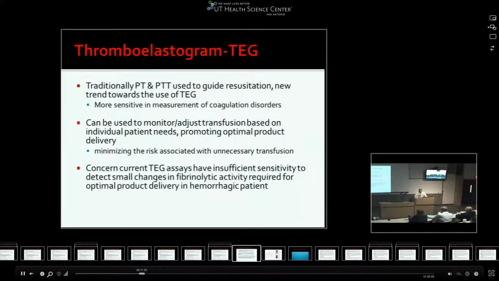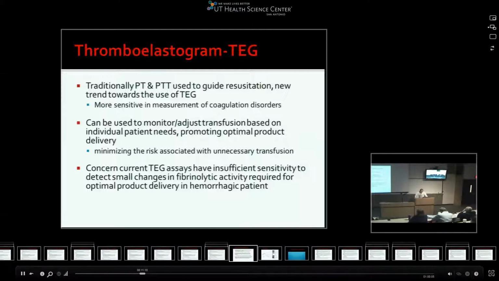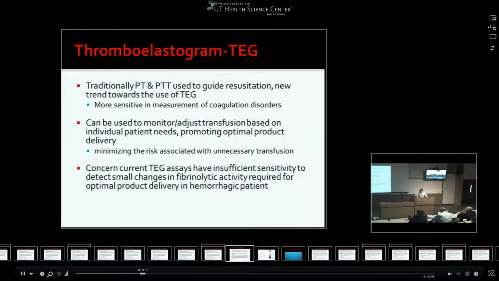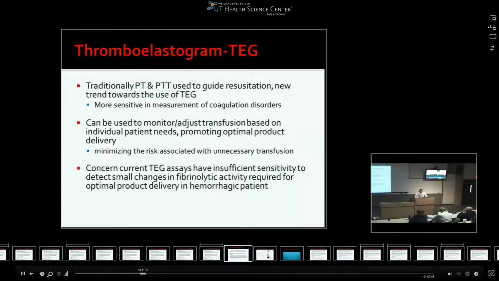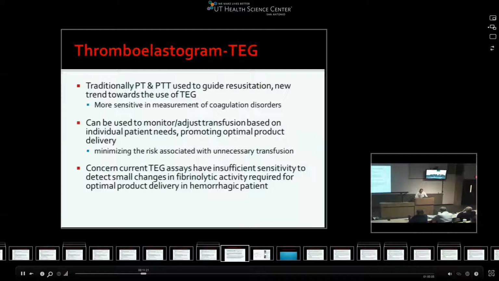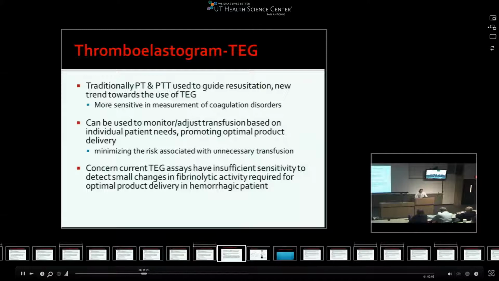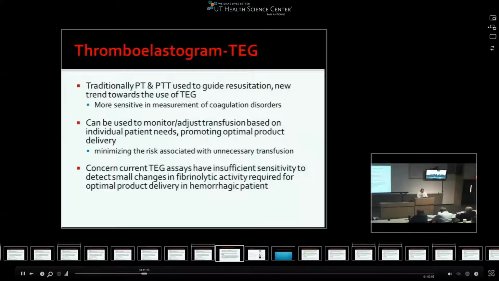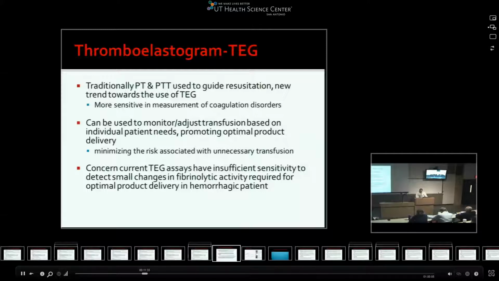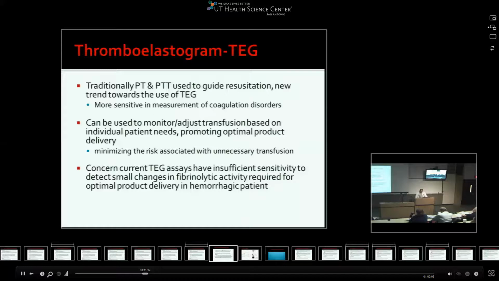Traditionally, PT and PTT are used to guide resuscitation. There is a new trend now to use point-of-care tests like the thromboelastogram, which is more sensitive in measurement of coagulation disorders. It can also be used to monitor and suggest transfusion based on individual patient needs, promoting optimal product delivery and minimizing the risk associated with unnecessary transfusions. There is concern that current TEG assays have insufficient sensitivity to detect small changes in fibrinolytic activity required for optimal product delivery in a hemorrhagic patient.